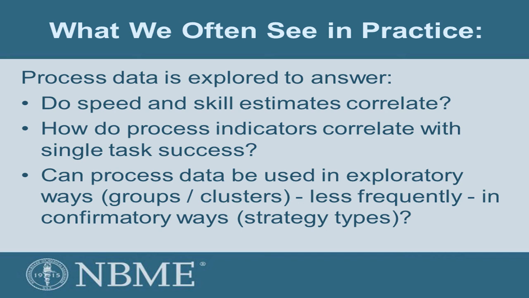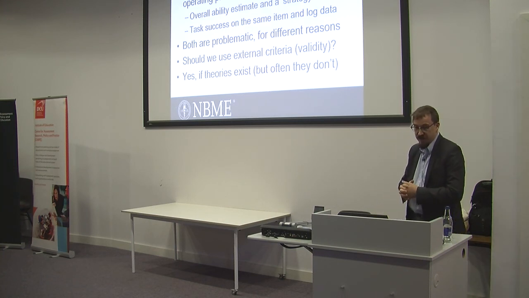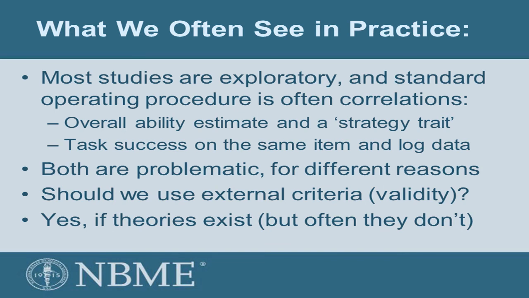Are there process indicators? If people do a lot versus little, does that predict success? All these research questions usually are answered with pretty exploratory studies. So we throw in the whole kitchen sink of data we have, and we look at whether something comes out that predicts success. Standard operating procedure is usually correlations. We look at some form of a strategy trait or the ability estimate overall. We look at the task success for the same item, and we look at the log file data.